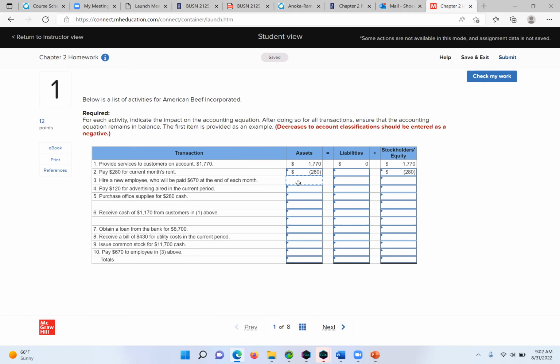Okay, the next one is kind of tricky. We're hiring a new employee who will be paid $670 at the end of the month. This is kind of like me saying, I want to hire you for marketing. Did I hire you? Has an economic event occurred? No. So in this case, nothing changes. It's everything zeros here, guys. Nothing changes because we haven't done anything.